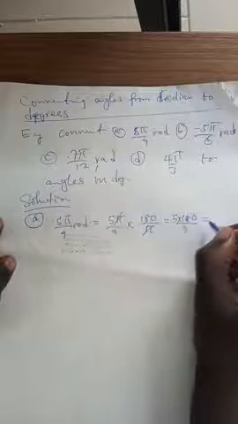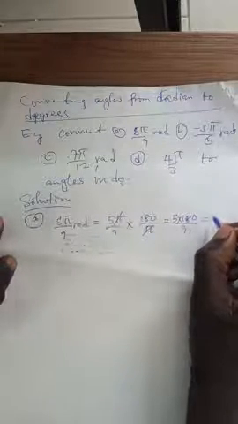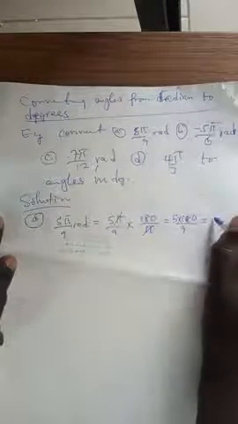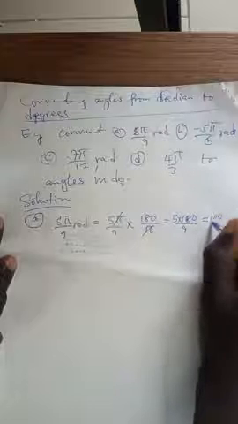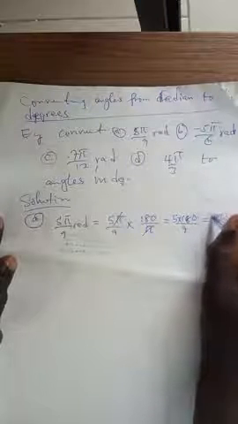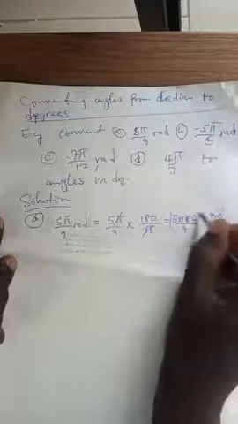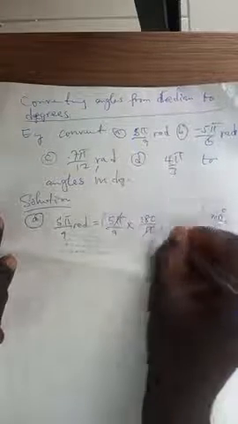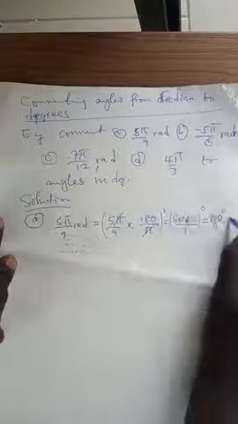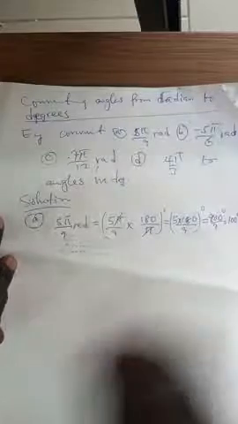And this is simply giving you 900 over 9. And the answer is in degree. So whatsoever is here is in degree. The answer here is in degree. So this is just 100 degrees.